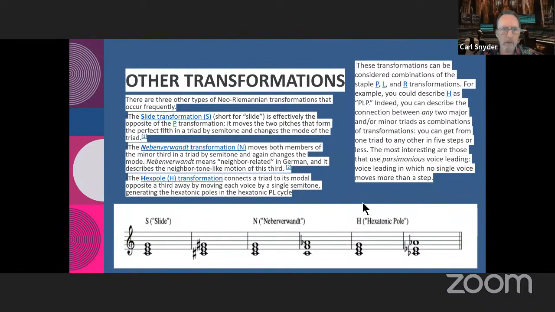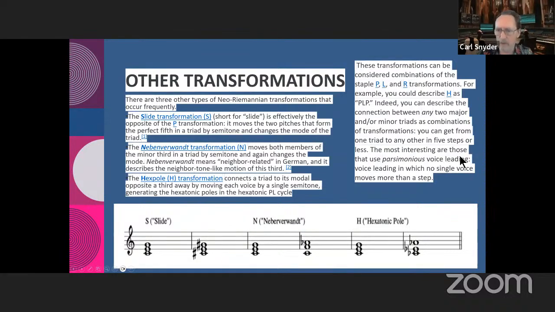Moving on. So we looked at the 3 transformations, slide, neighbor, and hexatonic pole. These transformations can be considered combinations of the stable PLR transformations. For example, you could describe H as a PLP. So that's another way to get to the hexatonic pole. Indeed, you can describe the connection between any two major or minor triads as combinations of transformations. You can get from one triad to any other in 5 steps or less.